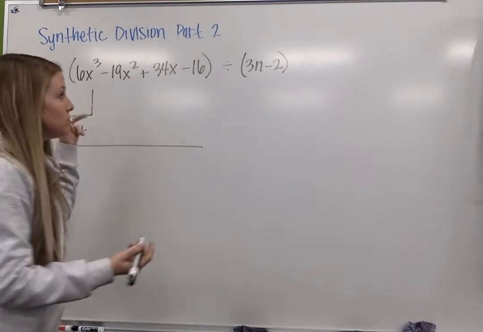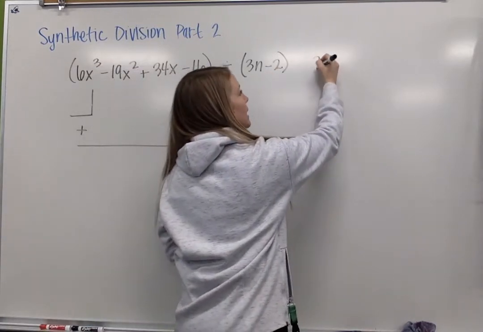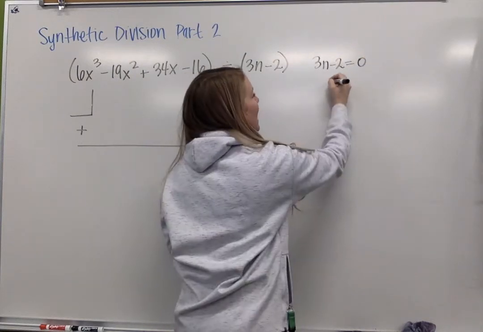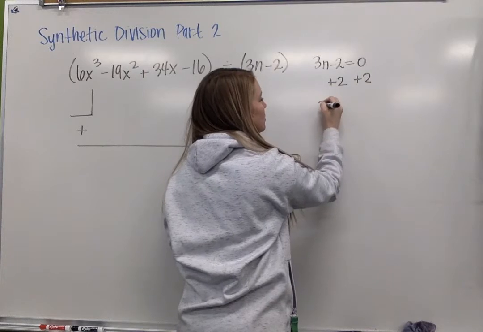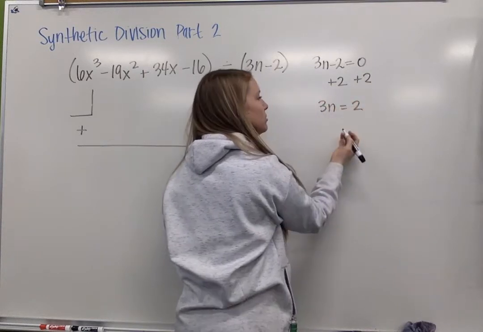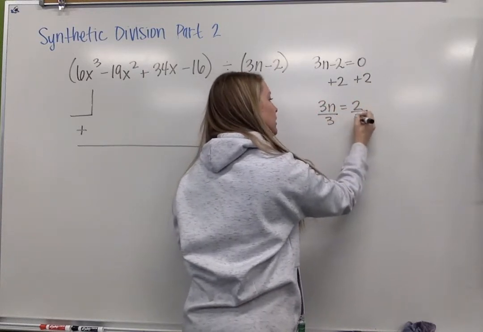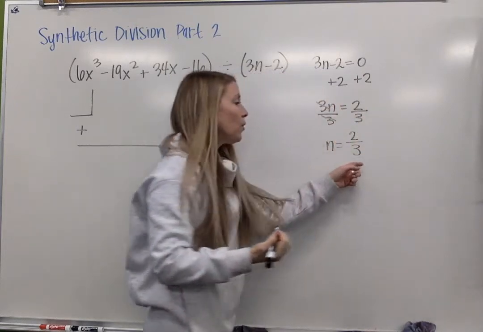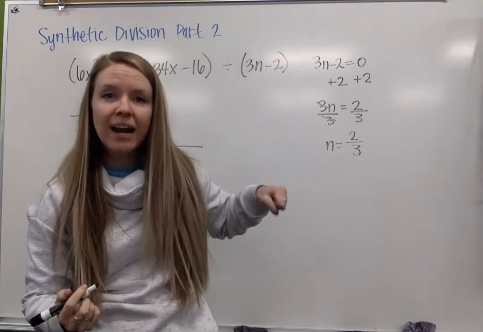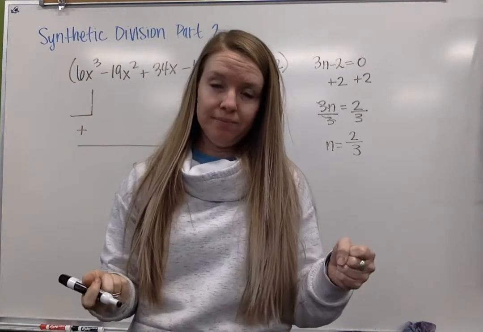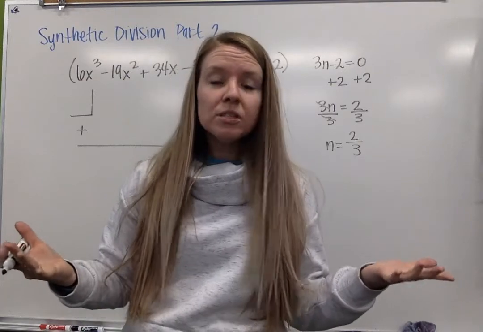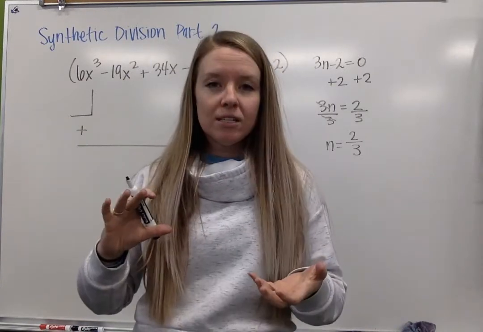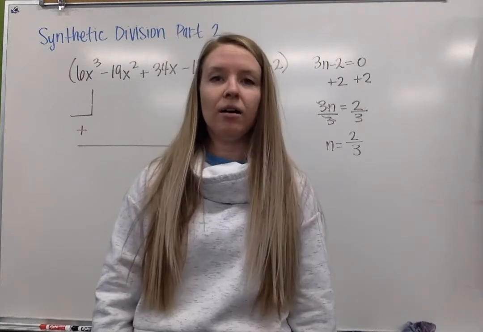I need to figure out what number goes in this box. To do that, we take our 3n minus 2 and set it equal to 0. So I'm going to add 2 to both sides, which gives me 3n equals 2, and then I divide by 3. So the number we're putting into our box right now is a fraction, okay? First of all, that opens the door that we're dealing with fractions, not our favorite, and then it gives us a little bit of a tweak once we are done.